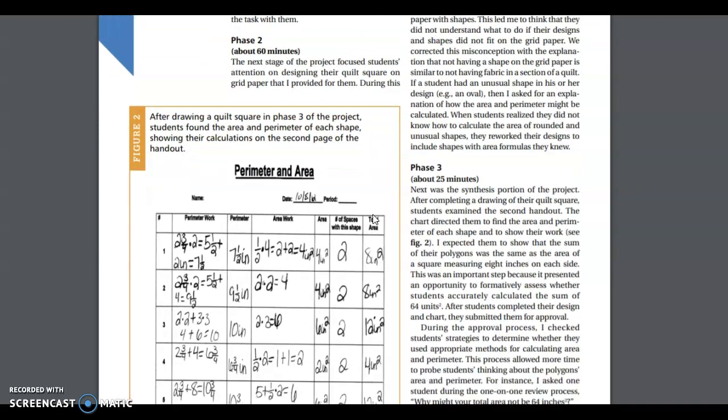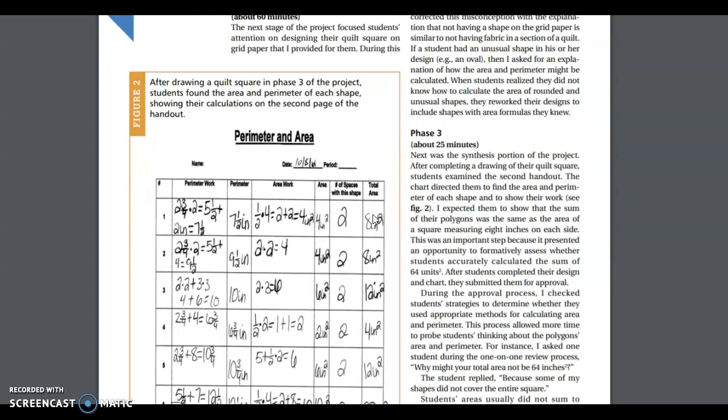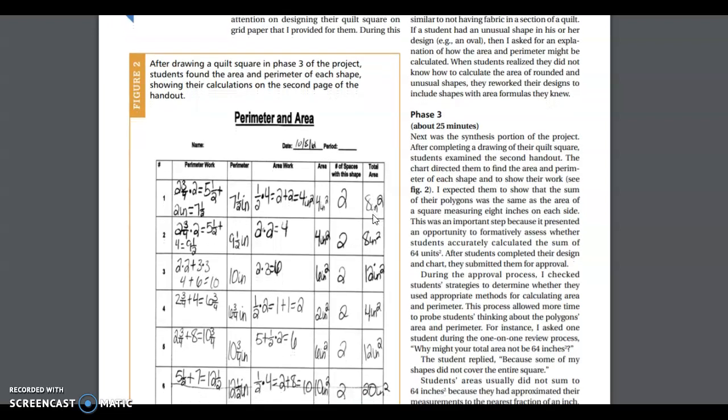The teacher walked around the room to formatively assess student progress. He was specifically looking at their ability to talk about their designs, trying to determine whether they were following the directions of the project and applying the formulas correctly.